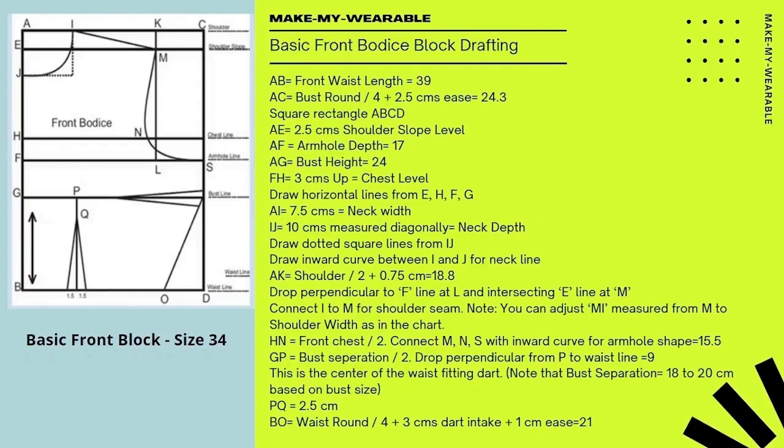Now one by one, you have to mark the growth points, like the higher shoulder point, which is referenced as the alphabet I here, the neck depth, which is point J here, the lower shoulder point, which is point M, and finally the side waist point, which is point O here. By connecting all these growth points, you will create the outline of the bodice block.